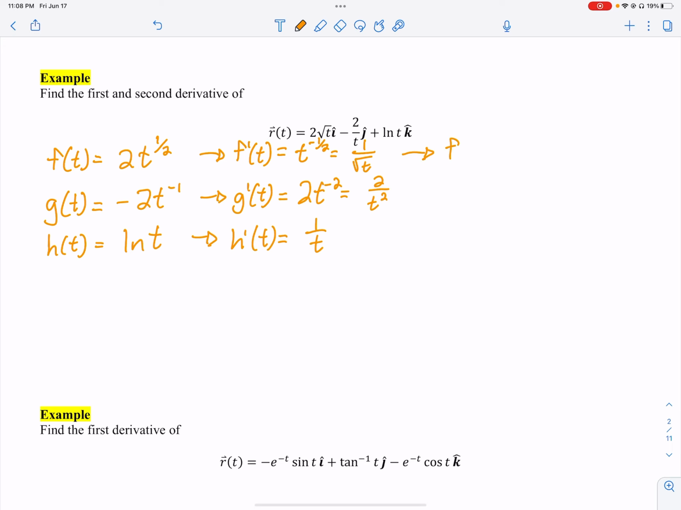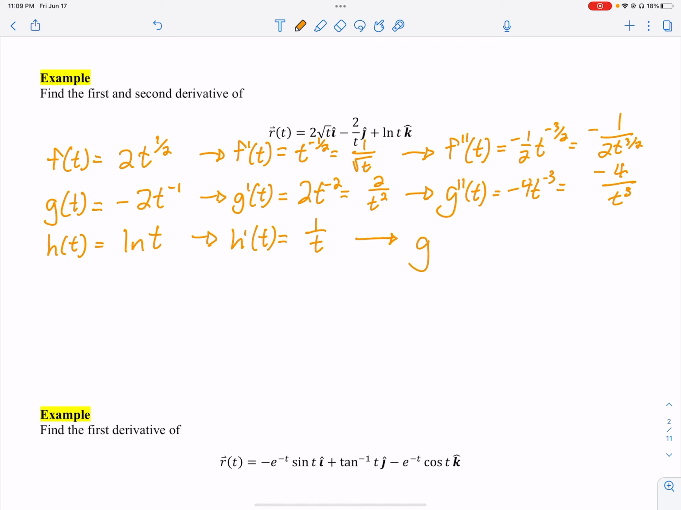Let's go ahead and grab our second derivatives as well, and then we can just write it all down at once. I like using this definition better. I got negative 1/2 t to the negative 3/2, so that is negative 1 over 2 t to the 3 over 2. Then g double prime of t is negative 4 t to the negative 3, which is negative 4 over t to the third.